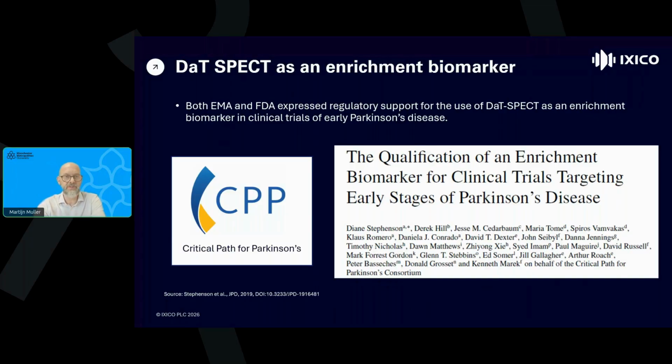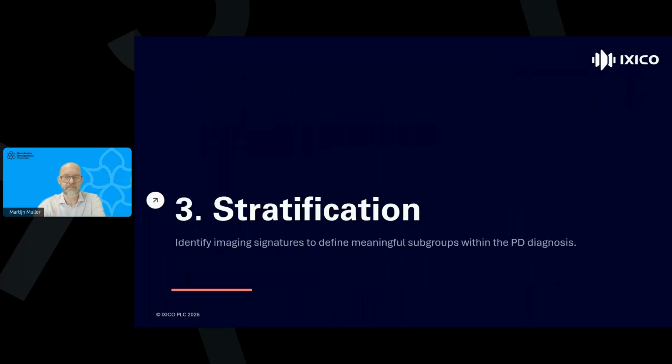Let's go to the next slide. I'll talk now about stratification. While confirming dopaminergic deficit is important, imaging can also help us understand the biological heterogeneity that exists within Parkinson's disease. As I mentioned, this brings us to stratification, which is, in this case, the process of identifying biological and meaningful subgroups within Parkinson's disease. Next.